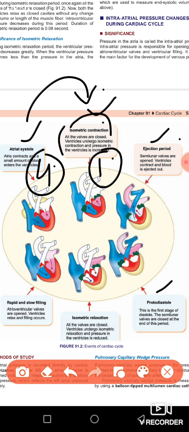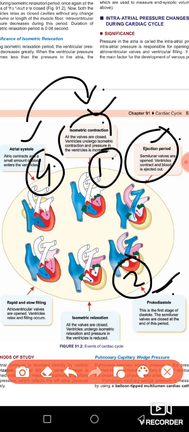The isometric contraction and ejection period are included in ventricular contraction. This is included in ventricular relaxation. This is just due to the closure of the semilunar valves, where there is no change in pressure, just indicating that there is the end of the contraction period. In this period the second sound of the heart is produced.